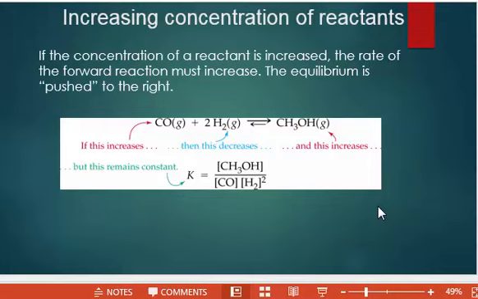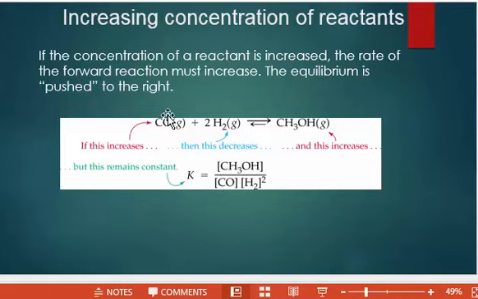For example, let's look at a chemical system at equilibrium. The reaction of 1 mole of gaseous carbon monoxide, CO(g), reacting with 2 moles of gaseous hydrogen, H2(g), which is in equilibrium with 1 mole of methanol, CH3OH(g). Methanol is not a name you should know, by the way.